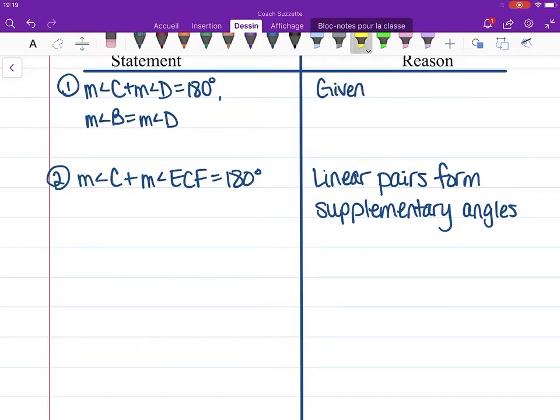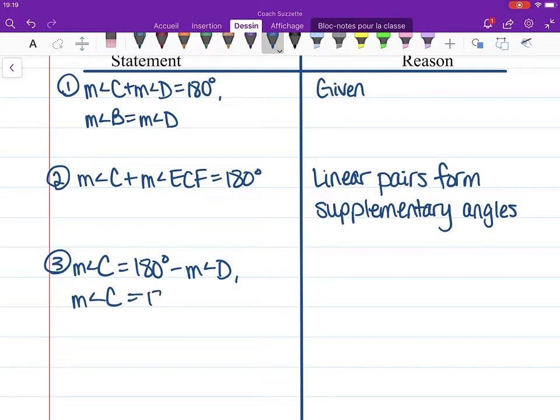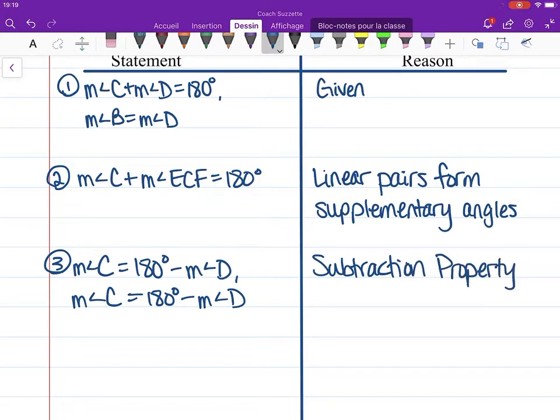So if we rewrite this in terms of the measure of angle C and do the same thing here, we would have measure of angle C is equal to 180 minus the measure of angle D. And for the second, we'd have measure of angle C is equal to 180 minus the measure of angle ECF. We just did the subtraction property of equality, which tells us that if we subtract the same amount from both sides of an equation, we have an equivalent equation.